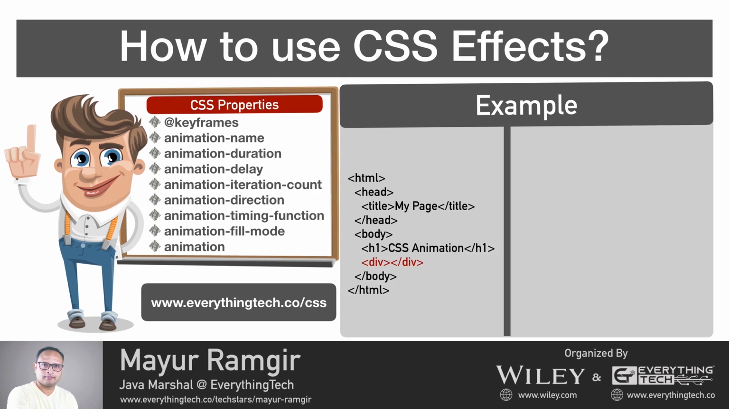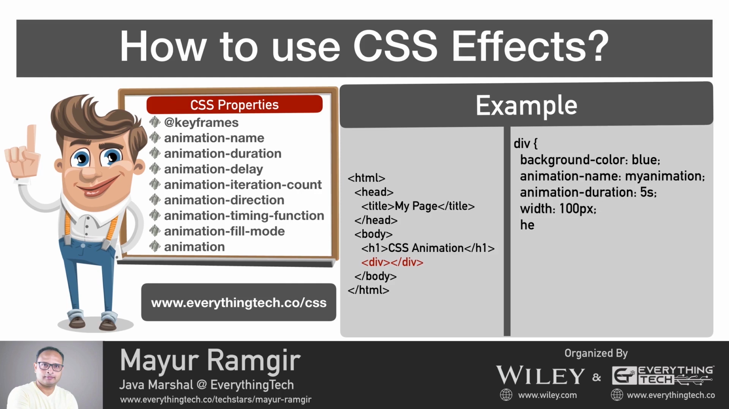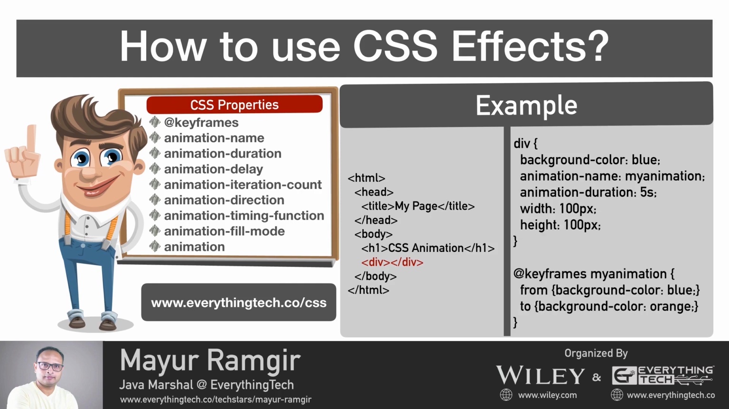Let's look at this example in which we have HTML code with an empty div element. Now let's look at the right side of this example, which shows the CSS code that first styles this div element where it sets width as 100px, height as 100px, and background color as blue. It gives an animation name and a duration of 5 seconds. It then animates this div element in which the div is changing from blue to orange.